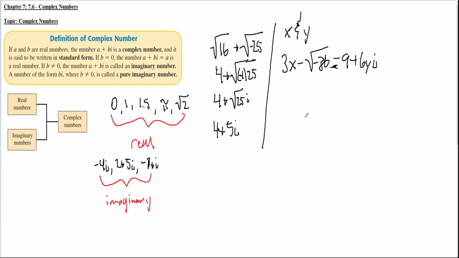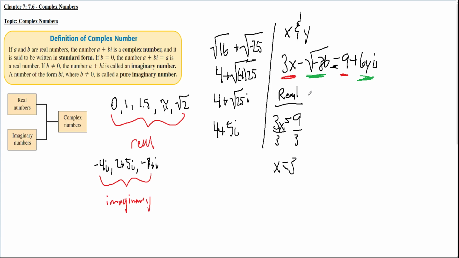What we have to do is set the real parts equal to each other, and set the imaginary parts equal to each other. I have this 3x and 9, those are my real parts, and then my imaginary parts will be the negative square root of negative 36 and this 6yi, okay? Starting with my real parts, I have 3x is equal to 9, and to solve for x I just divide both sides by 3, and I get x is equal to 3.